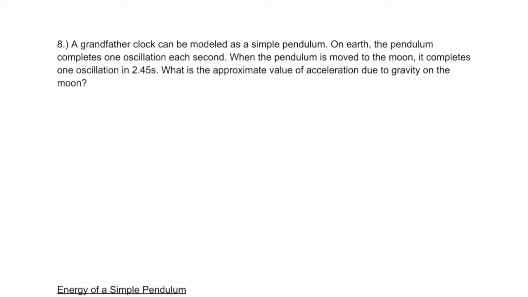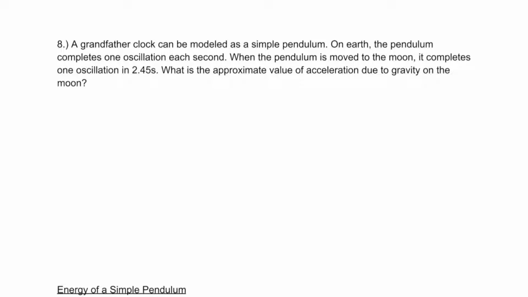A grandfather clock can be modeled as a simple pendulum. On Earth, the pendulum completes one oscillation each second. When the pendulum is moved to the moon, it completes one oscillation in 2.45 seconds. What is the approximate value of acceleration due to gravity on the moon?